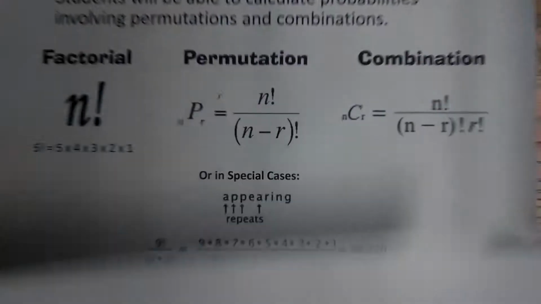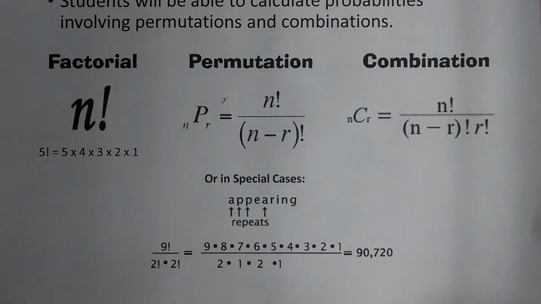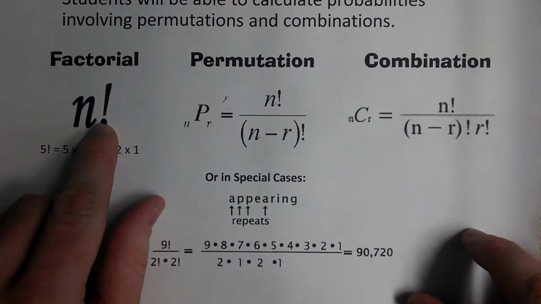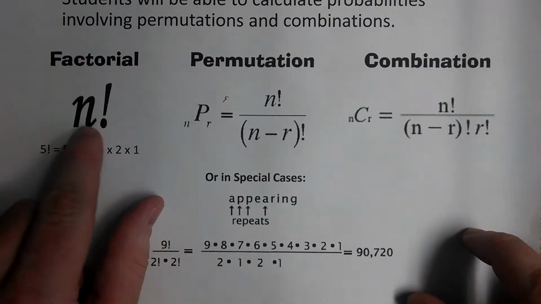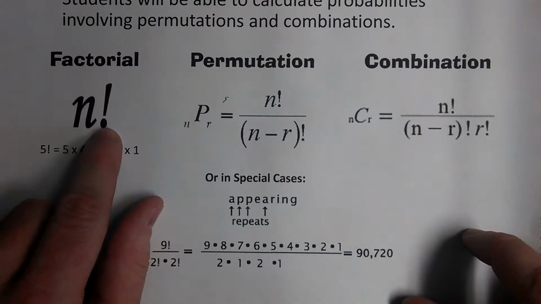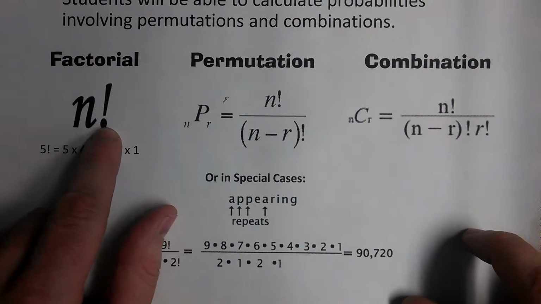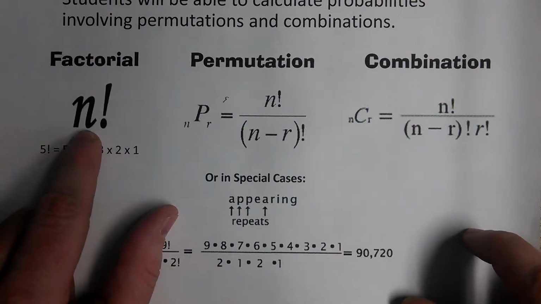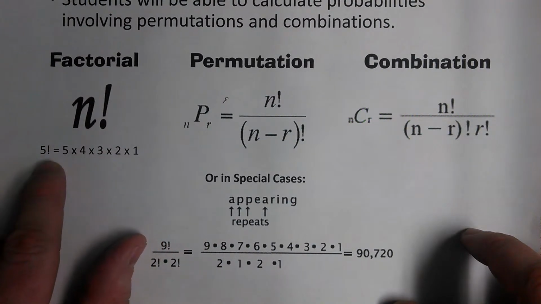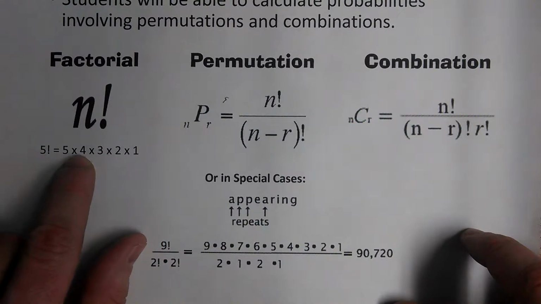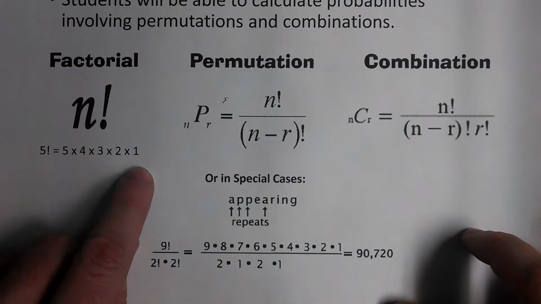So mathematically, how do we figure each of these out? Well, first off, as we talked about beforehand, a factorial uses an exclamation point to indicate the factorial. And then the number tells you the number that you start with in the multiplication chain. So a 5 factorial would be 5 times 4 times 3 times 2 times 1.